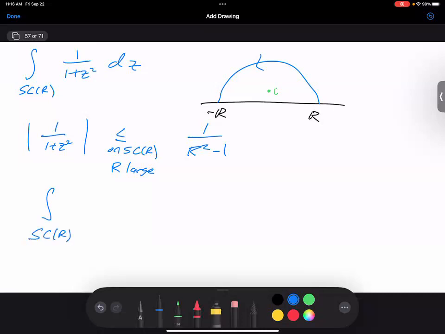So if I now integrate over the semicircle of radius r of 1 over 1 plus z squared dz, that's going to be less than or equal to 1 over r squared minus 1, the largest value. And then what's the length of the curve?